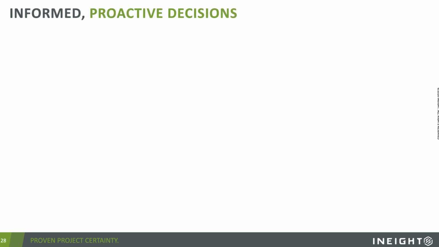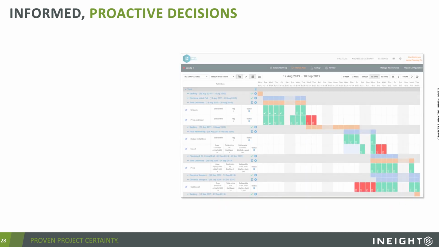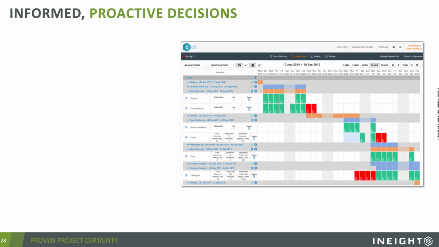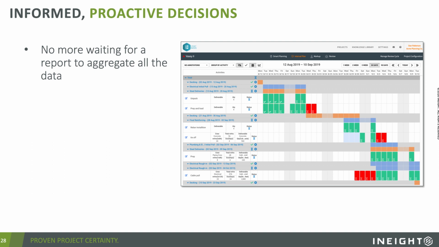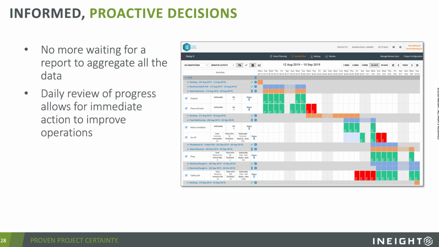And all this leads to, again, informed, proactive decisions. When you've got color coding pulled up saying, hey, you're outside of your bands, there's no more waiting for a report to aggregate all this data. You see it right there. You make daily reviews of the progress, and you make immediate changes to the action or the operation instead of waiting for that report to run, waiting for an operation to fall behind.